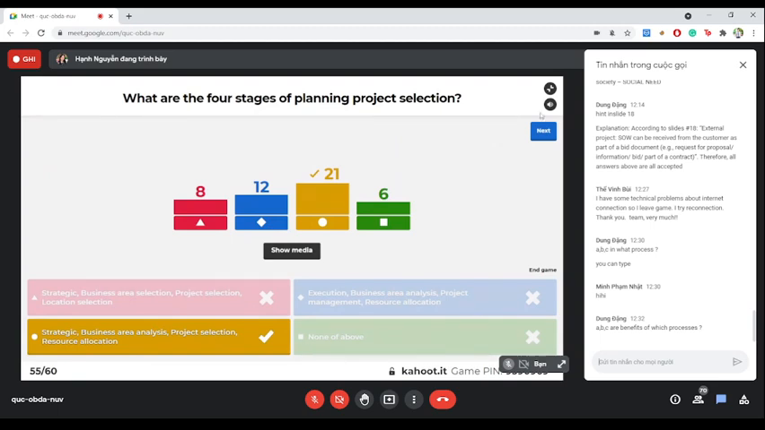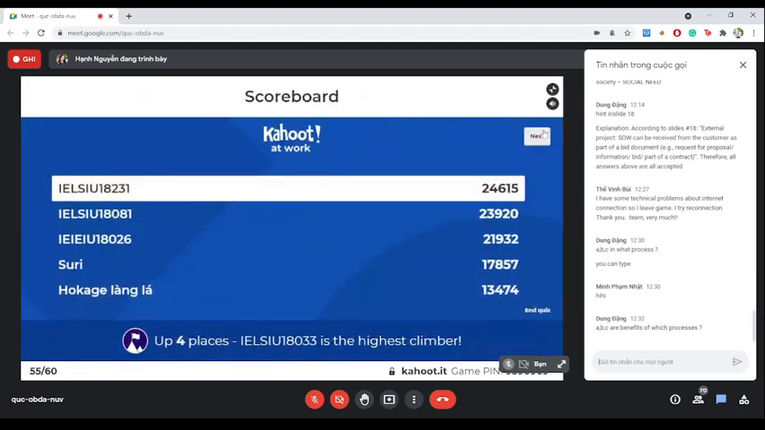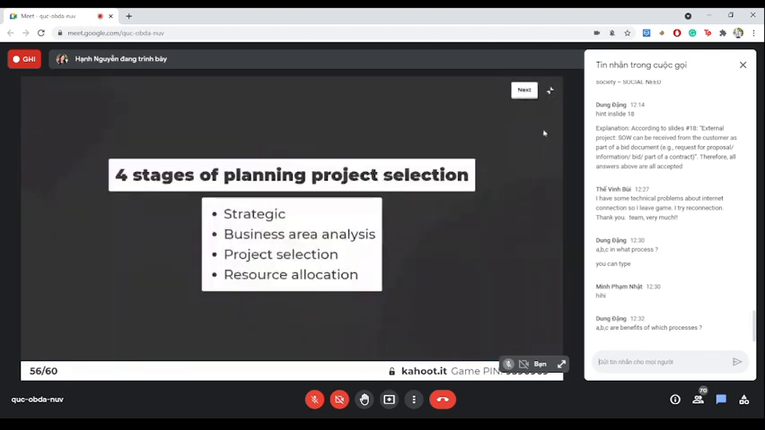This is quite an easy question. The four stages of planning project selection are firstly strategic, and then business area analysis. Then we have project selection, and lastly resource allocation. Please keep this in your mind.